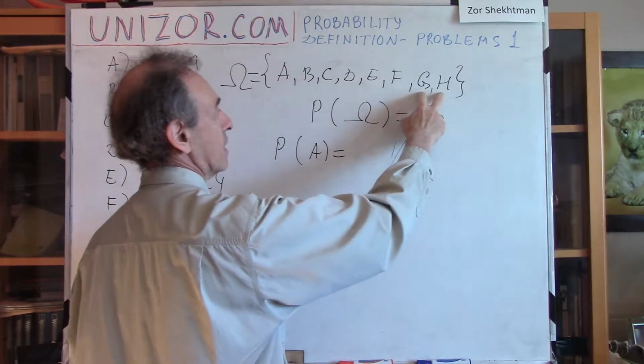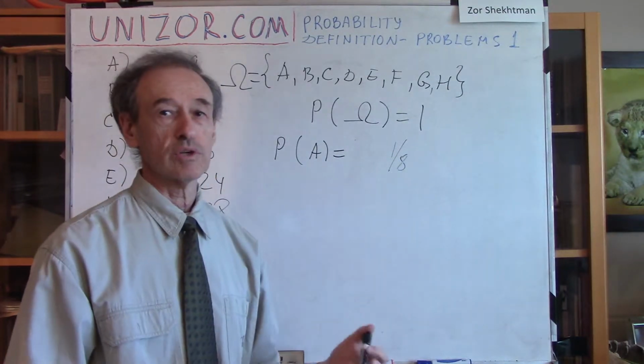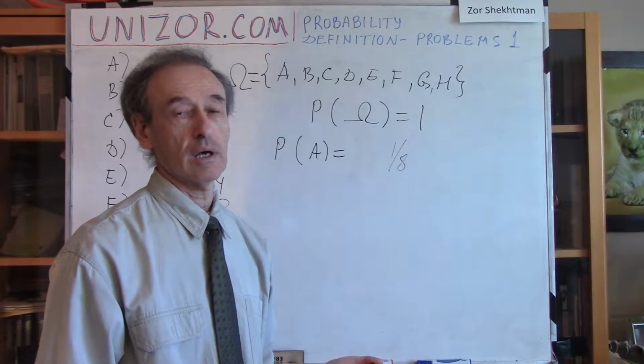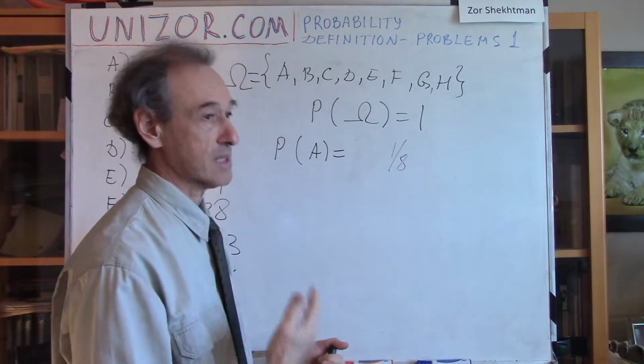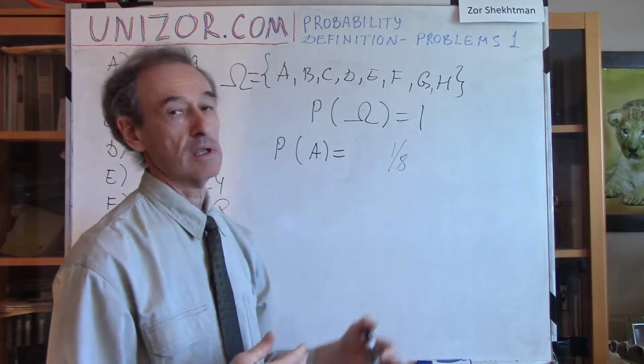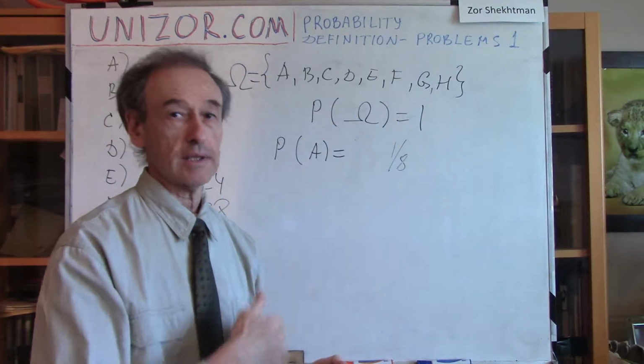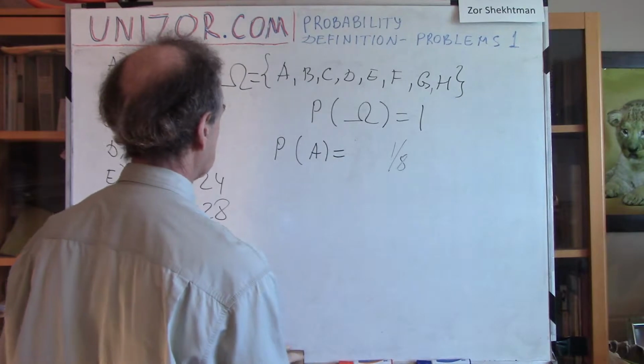So let's say I have a subset which contains only 2 elements, G and H. Well, the probability of this event, which is basically a measure of a subset, is equal to the sum of the measures of these components, which is 1/8 plus 1/8, which is 2/8. All right.